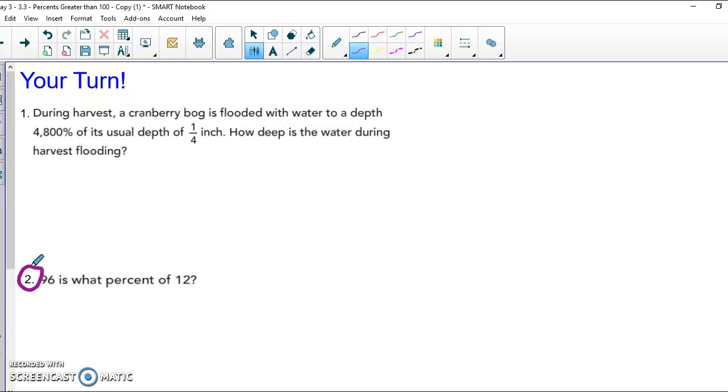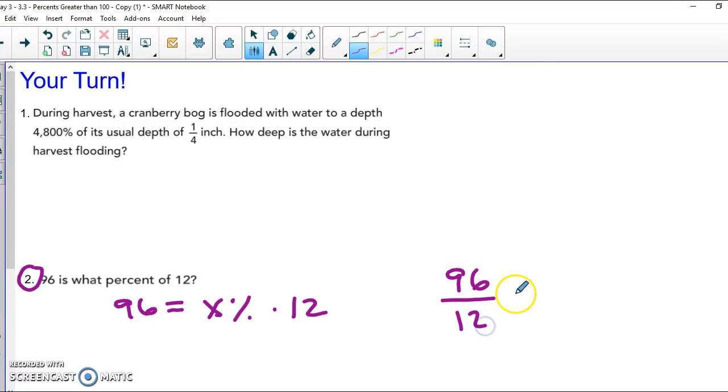So when you are asked to do something like 96 is what percent of 12, we could do our percent equation. So I could say 96 is means equals. What tells me it's unknown, so I need a variable. What percent of means times 12. So I could do it this way, but I could also set up a proportion. So we're saying 96, that's my part, of my whole, which is 12, and I'm trying to find x percent. So for the missing percent, you may find the proportion method a little easier.